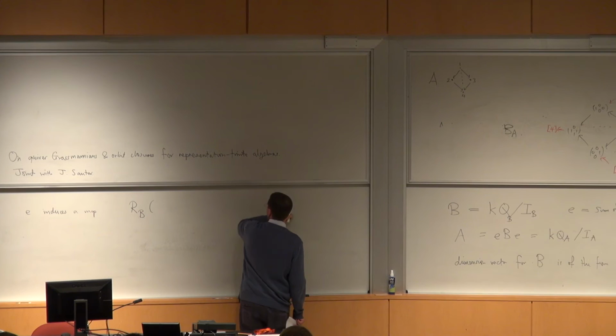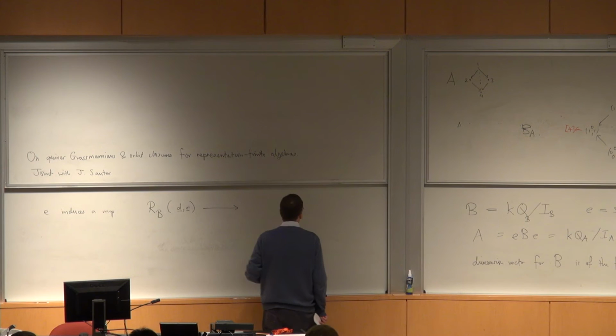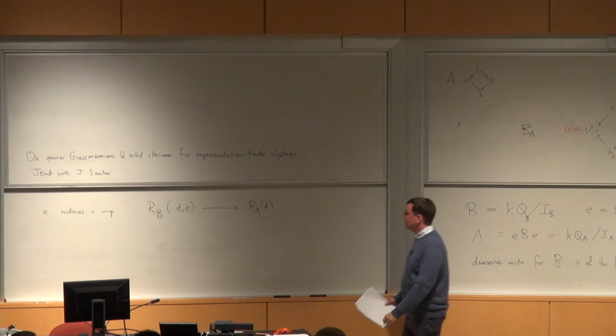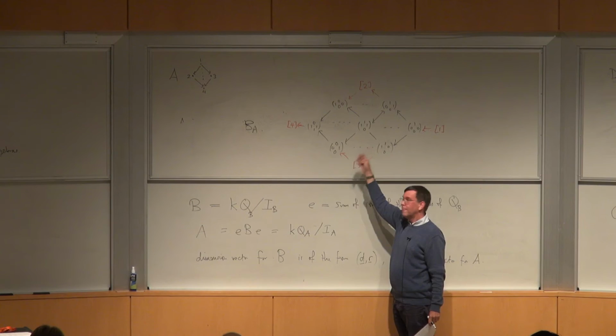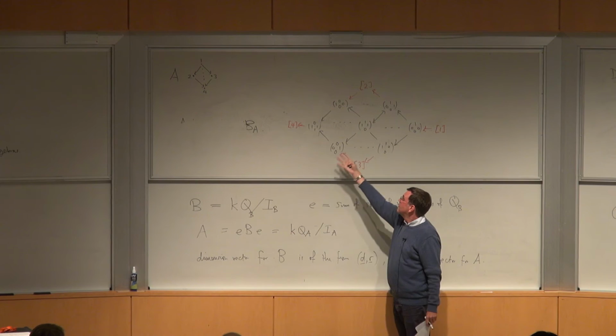We can look at the representation variety of this. We map to R_A of D. So E induces such a map on representation varieties. It just consists of, take the representation variety of this, that's the set of all linear maps between vector spaces satisfying all these relations, and you just forget all the black vertices, and you get a representation of A.